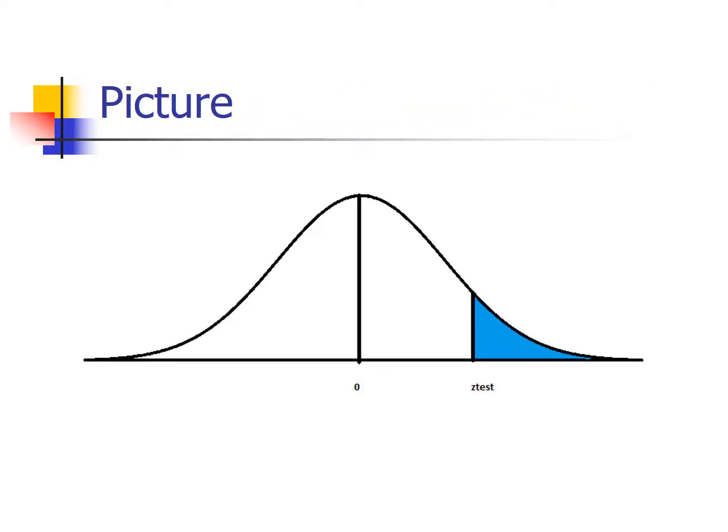Graphically, I expect my test statistic, as I said before, to be positive, and the p-value is the probability of being that test statistic or further, so it's coloring in everything to the right. This is, again, a one-sided or one-tailed test.